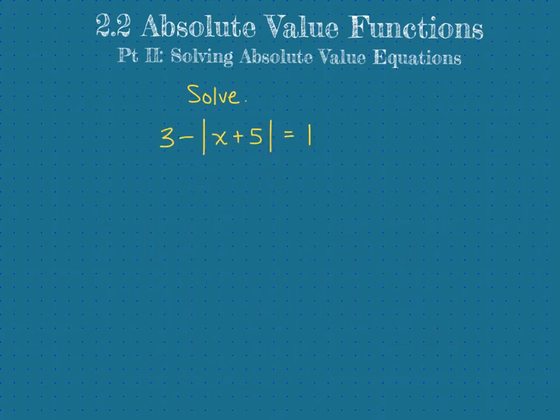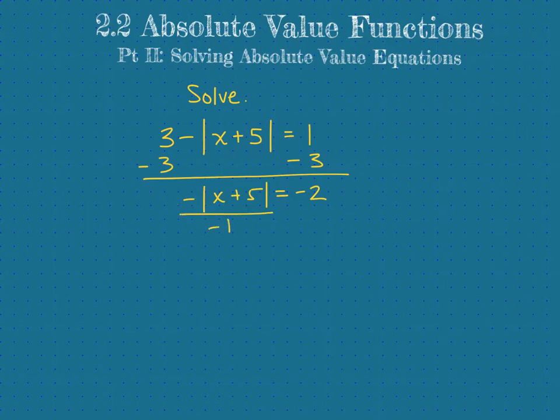In our second example here, we do not have the absolute value isolated yet, so we need to do some prerequisite work first. We need to get the absolute value part by itself. So we'll first start by subtracting 3 from both sides. Then we have negative times the absolute value of x plus 5 equals negative 2. We still have this negative out front, so we'll divide both sides by negative 1 to get rid of it, so we can get the absolute value by itself. So we have the absolute value of x plus 5 equals 2.